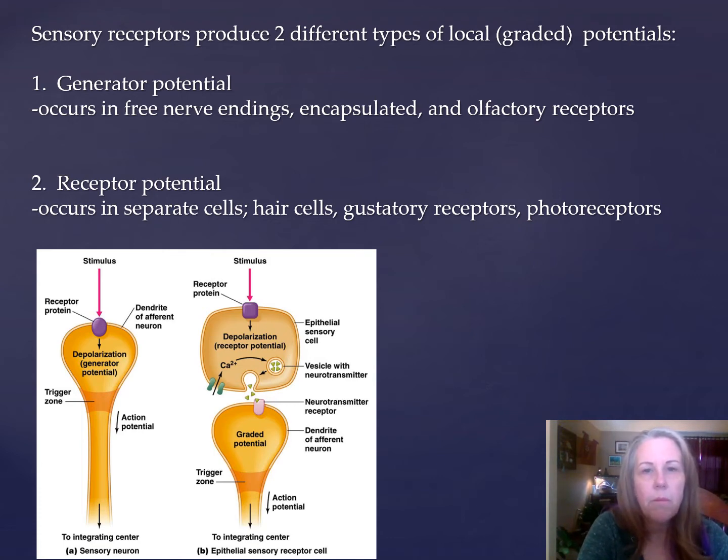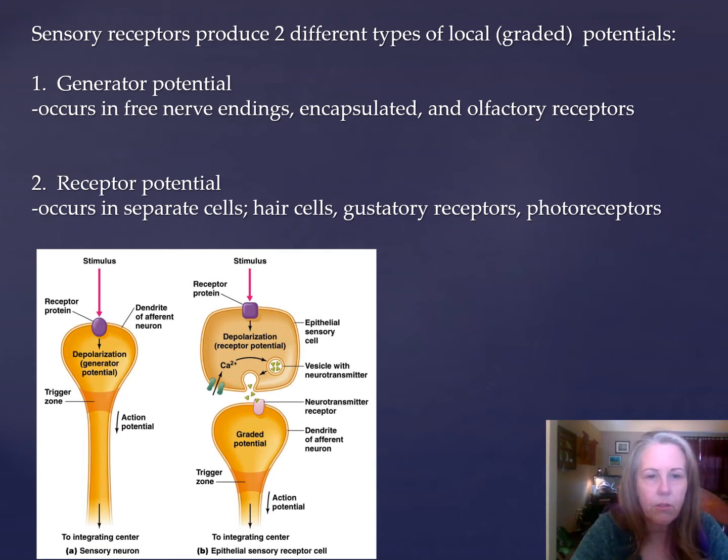This type of potential occurs in free nerve endings, encapsulated, and olfactory receptors. So if I had to describe with my words how they work, when a generator potential is strong enough to reach threshold, it is going to trigger an action potential in the sensory neuron. So if we look at the picture that's on the slide, the one on the left is describing a generator potential.